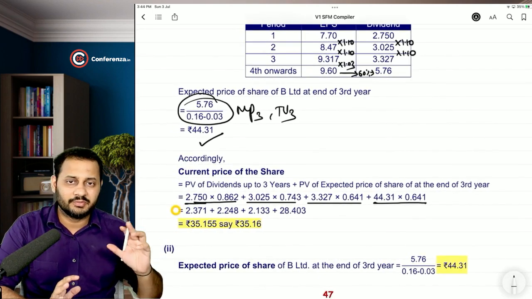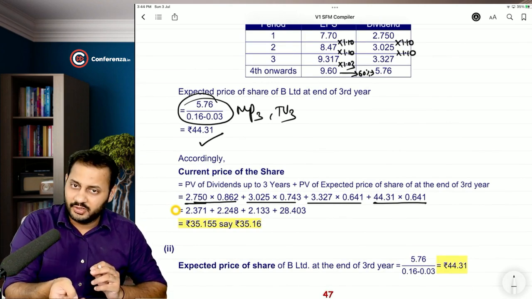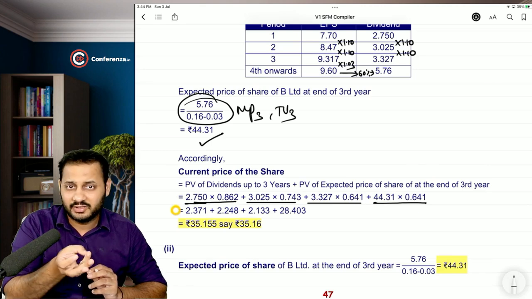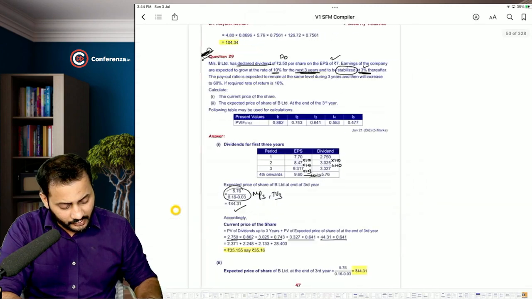And the concept is very simple: present value of future cash flows. We discounted first year dividend, second year dividend, third year dividend, and the market price at the end of third year. Let's move on to the next question.